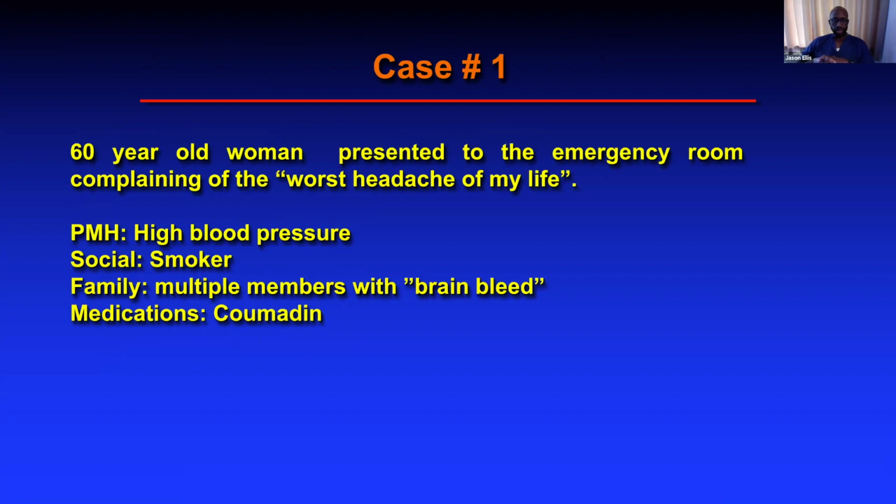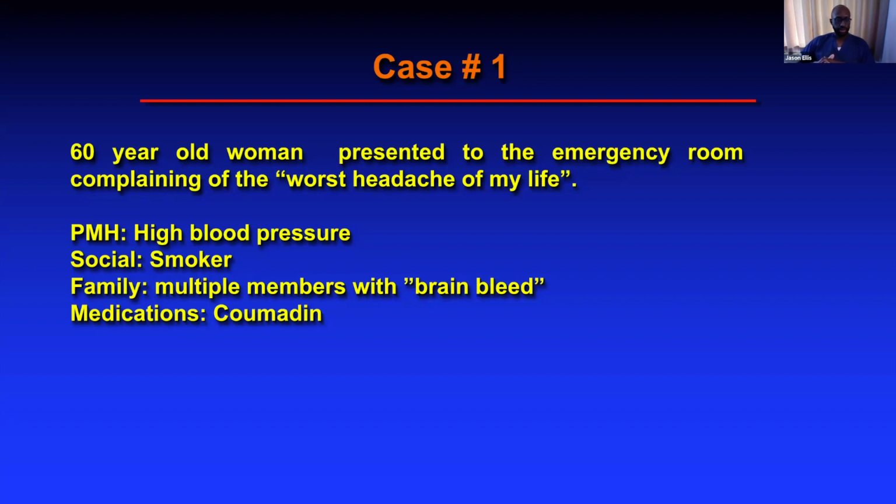So let's go through a couple cases of intracranial hemorrhage. This is a 60-year-old woman who presented to the emergency room complaining of the worst headache of her life. She has a past medical history of hypertension. She's a smoker, and she has multiple family members who've had brain bleeds in the past. And in fact, she takes Coumadin.